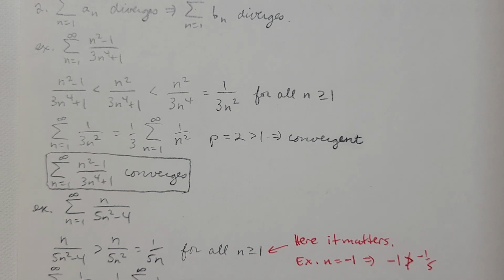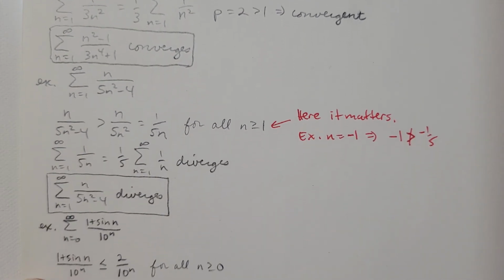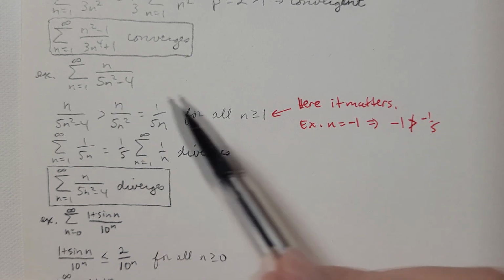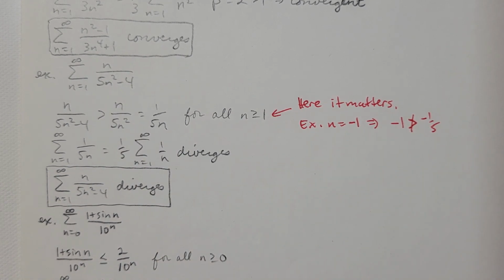Right? Okay. Let's try this example next. So what if we had the sum as n equals 1 to infinity of n divided by 5n squared minus 4?